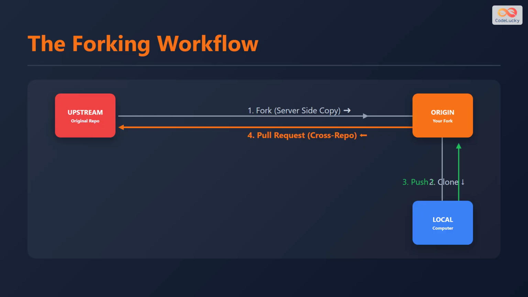For open-source projects, we often see the forking workflow. This is a variation where you do not just branch, you actually create a server-side copy, or fork, of the entire repository. You clone your fork, make changes, push to your fork, and then open a pull request across repositories. This is perfect for public projects because it allows anyone to contribute without needing direct write access to the official repository.